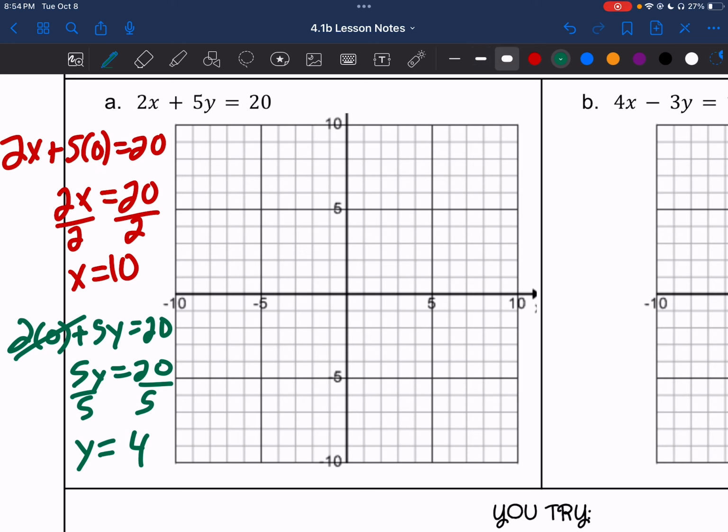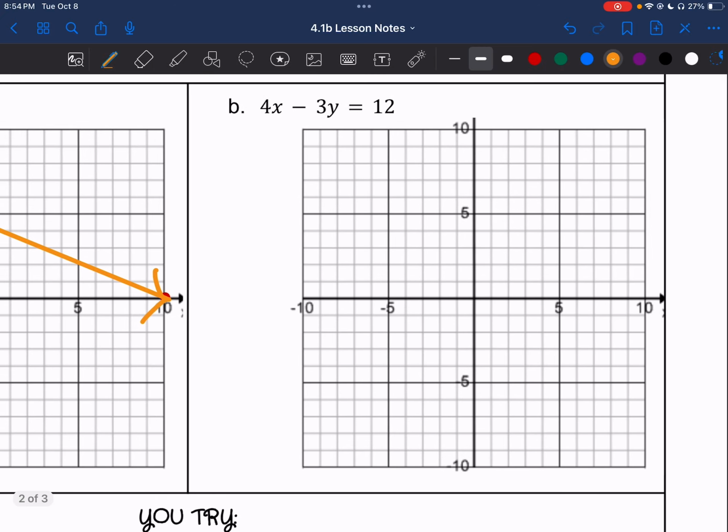So if I graph y equals 4, that's my y-intercept. It's at 4 on the y-axis, up and down. And if I graph 10 for my x value, that's right over here. And if I'm going to draw this in as a straight line, I'm going to draw my line through those points, and I have my equation graphed. Arrows on the ends of the line, and make sure it goes to the edge of the grid.